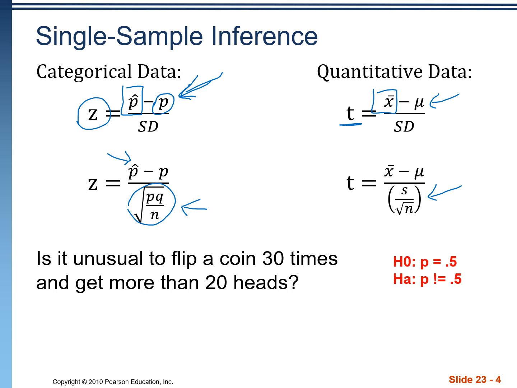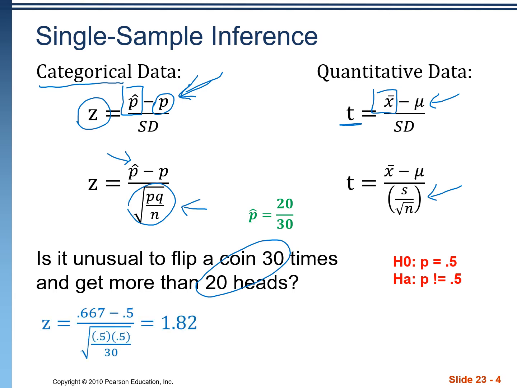All right, so this is categorical data. Either it comes up heads or it comes up tails. This is giving us our sample result. That's our p hat, 20 out of 30. Plug everything in. Make sure when you find your standard deviation, use that null hypothesis value and not the p hat value.